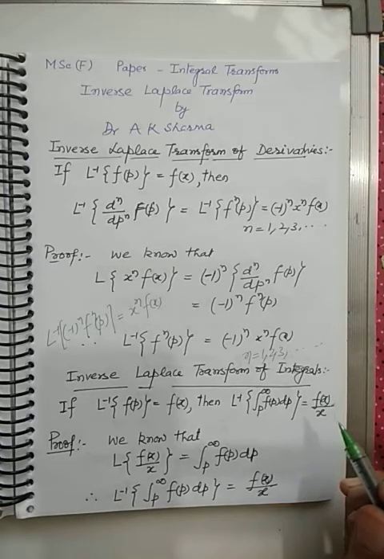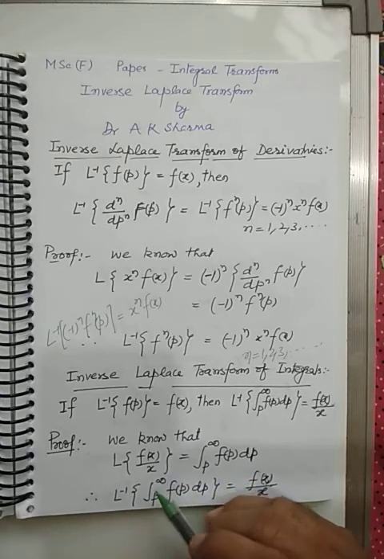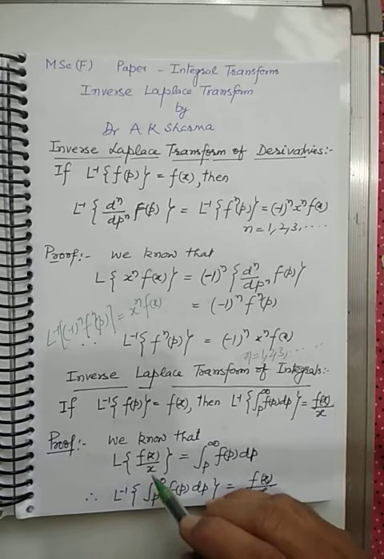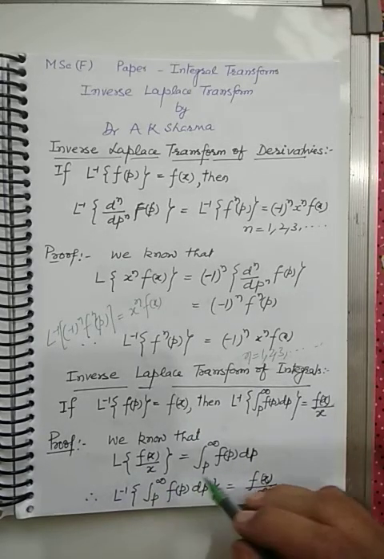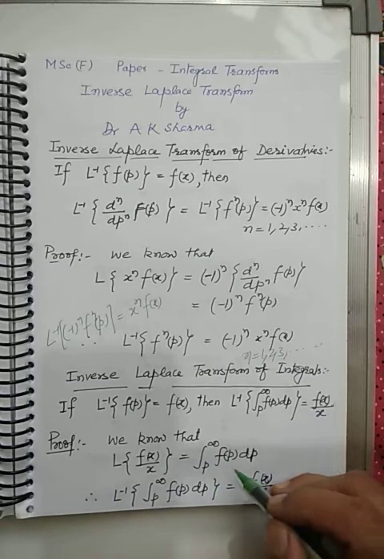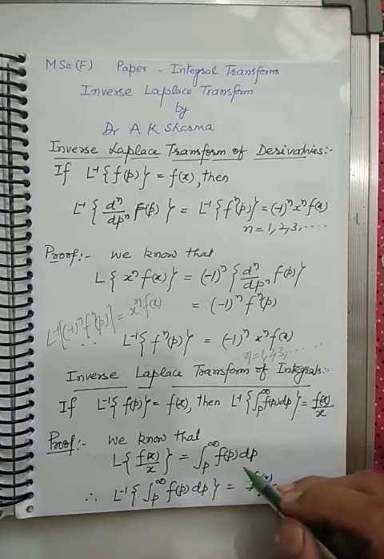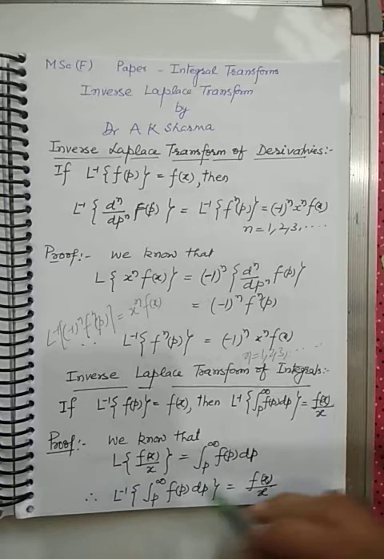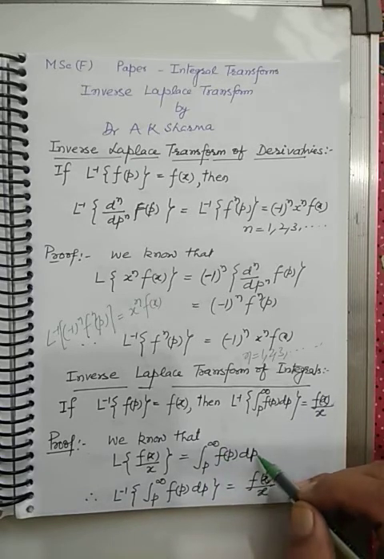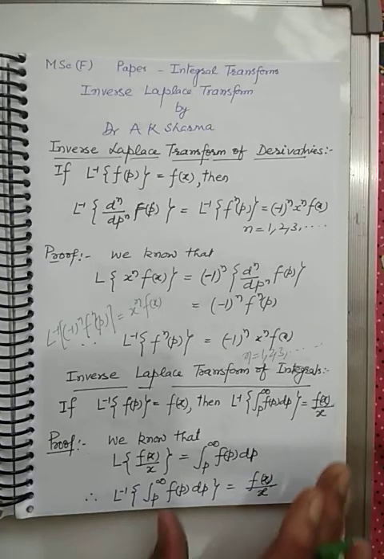We know that Laplace transform of f(x) upon x, that is, f(x) divided by x, is given as integral p to infinity F(p) dp. Taking inverse Laplace transform both sides, inverse Laplace transform of integral p to infinity F(p) dp will be equal to f(x) upon x.